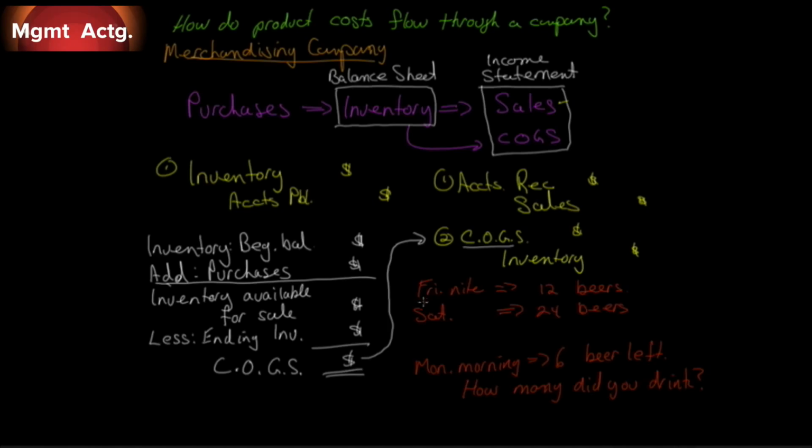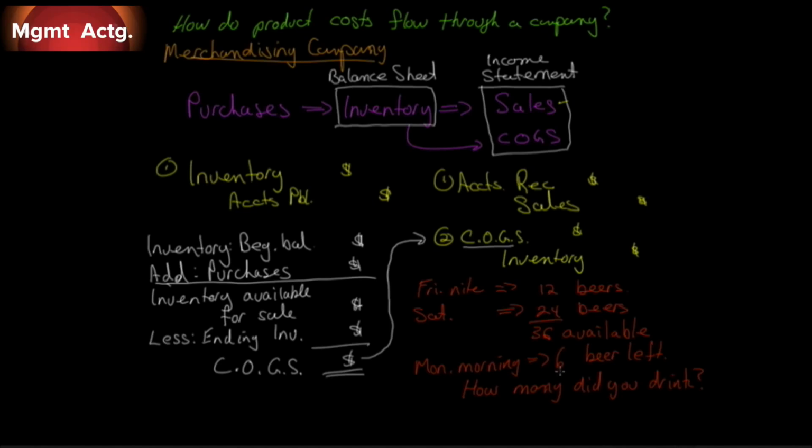So Friday night, we started with 12 beer. That was our beginning inventory on beer, was 12. On Saturday, we went out and we purchased 24. So we add our purchases to our beginning inventory. That tells us that we had, over the course of the weekend, available to us 36 beer. In other words, with the 12 we had and the 24 we bought, we could have drank up to 36 beer.